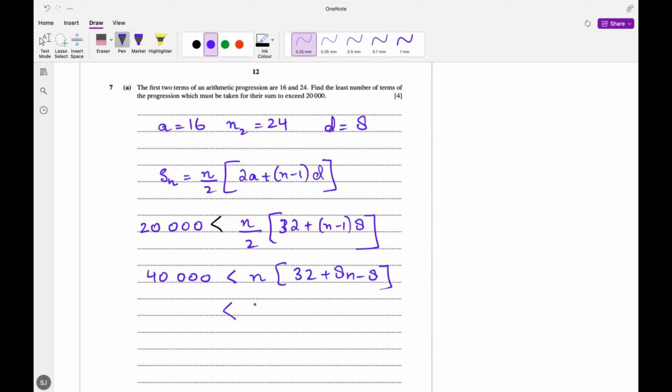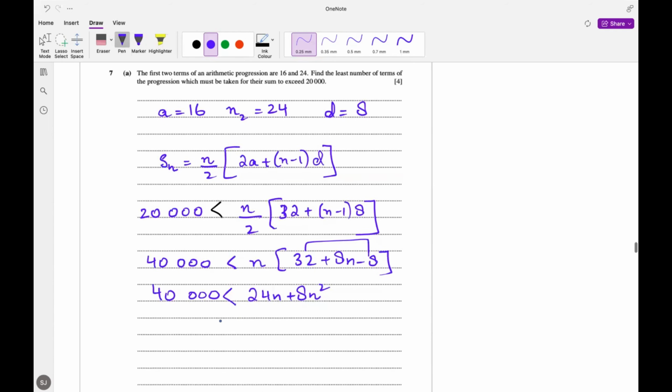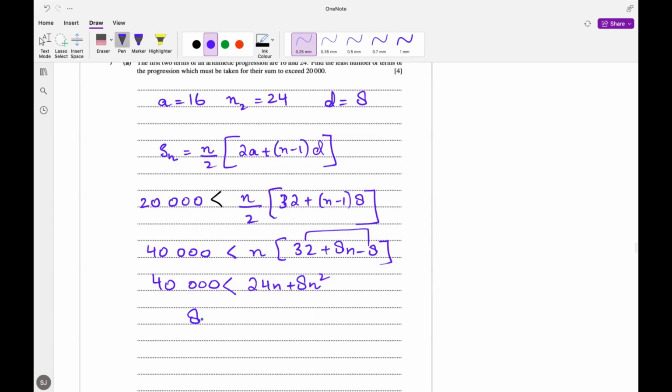Expanding the bracket, this will become, so 32 minus 8 is positive 24, so this will be 24n plus 8n squared is greater than 40,000. Bringing the 40,000 to the left hand side, the equation will be 8n squared plus 24n minus 40,000 is greater than 0.